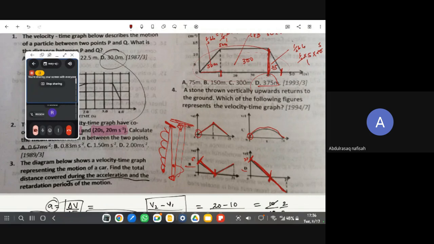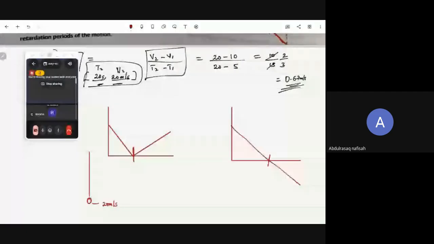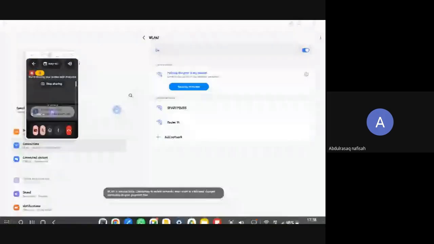The argument is between two graphs. The object starts with some velocity, 20 meters per second. The speed stops and the object comes down to the place where we threw it. Because this object was thrown with a particular velocity, remember that this velocity started reducing. It gets to zero. So it is 20, then zero again. Now it starts going down again.